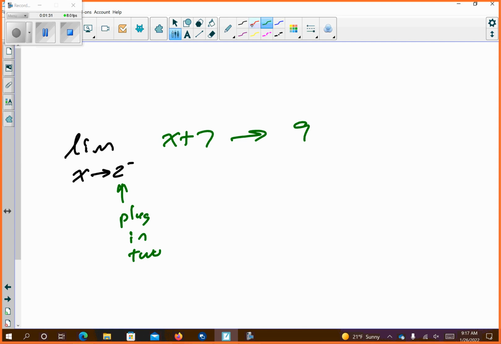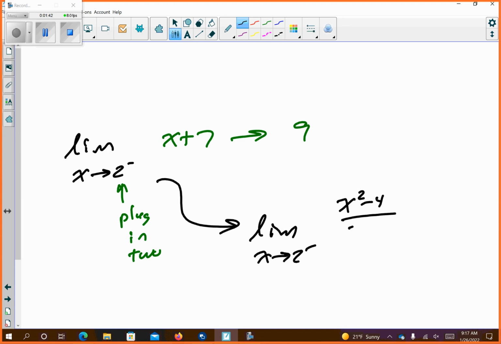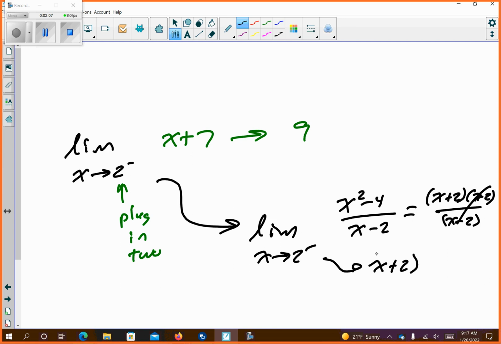The only time that you might have to do other things is you might have something like this. They might give you x squared minus 4 over x minus 2 on bottom. If you directly plug into this, it's going to give you an undefined thing. So then you have to recognize that I have a difference of 2 squares on top. Those cancel out. Once those cancel out, then you're doing the same problem, but you're plugging into x plus 2, and that would give me an answer of 4.